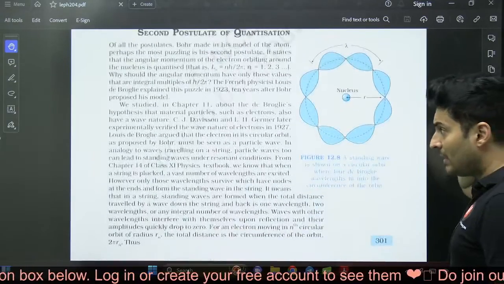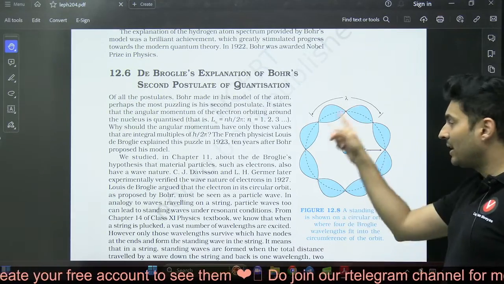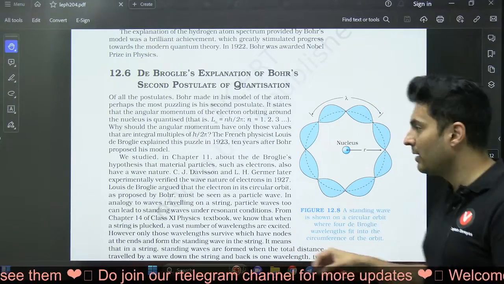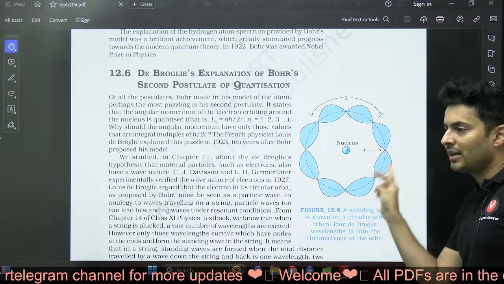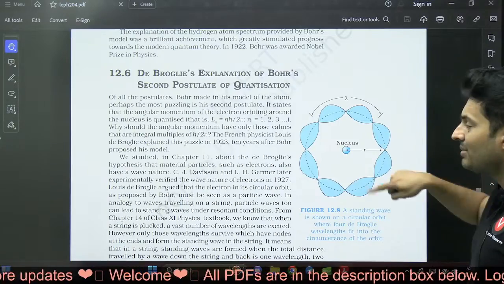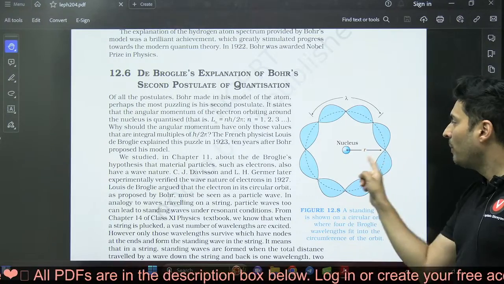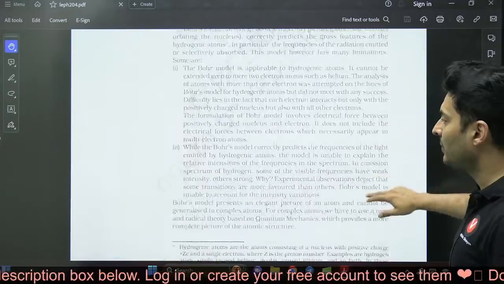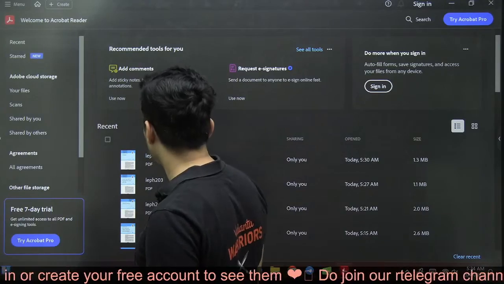Then de Broglie's explanation of Bohr's second postulate of quantization. This diagram is very important. You can see there is a standing wave-like structure formed over here. So exactly whole wavelengths are being included in the circumference of the orbit of the electron. So lambda, how many times? n times, where n is the principal quantum number. So 2 pi r, the circumference, is n times lambda. That is what de Broglie said. So this formula is also very, very important.